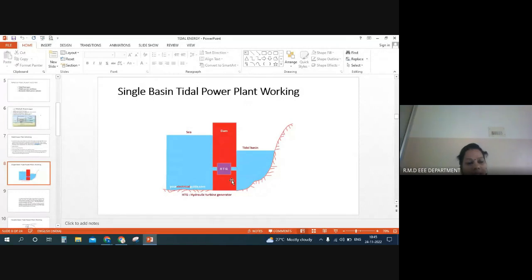This type of system can be used to allow power generation only for about 5 hours, and it is followed by refilling of the basin. So this is the constraint regarding your one way single basin system.